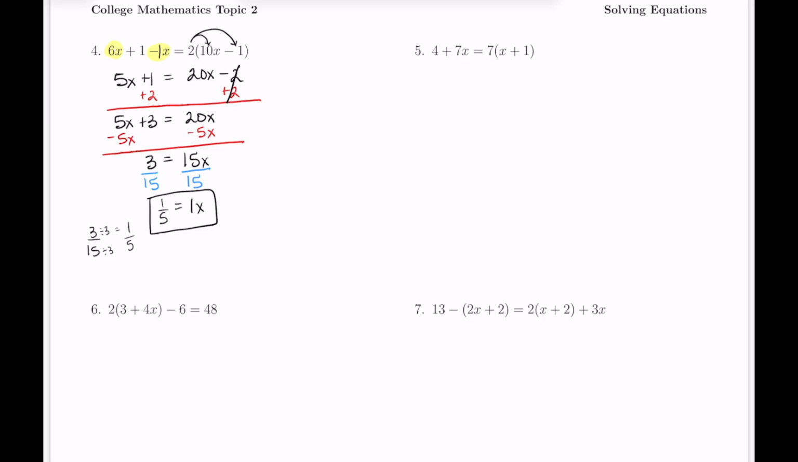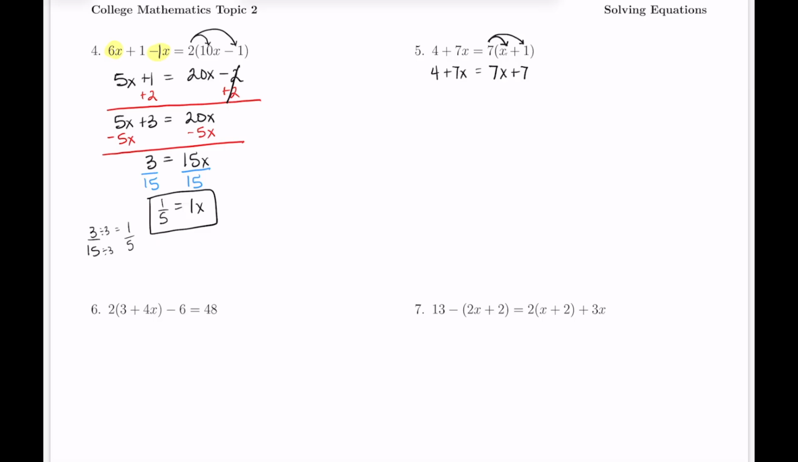All right, number 5, this one over here to the right, is almost identical to that. As we look at this, you can see I have a 7 times this quantity. This x plus 1 is being multiplied by 7. I have 7 copies of those. So my first step is going to be to distribute this 7 to both terms through multiplication. This will be 7x plus 7 on the right-hand side. And on the left-hand side, I just have 4 plus 7x.